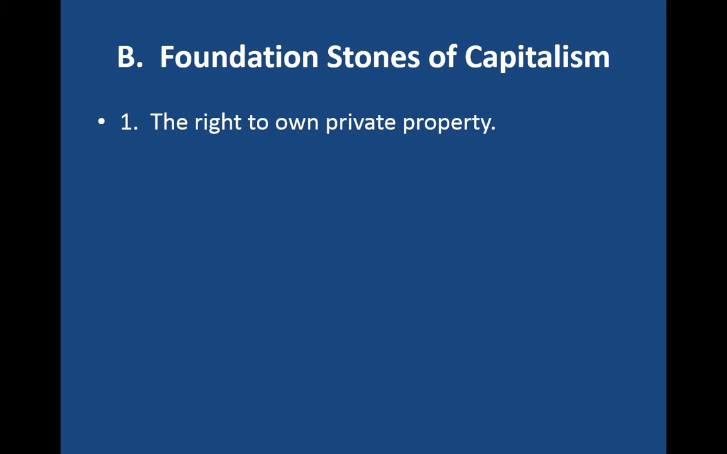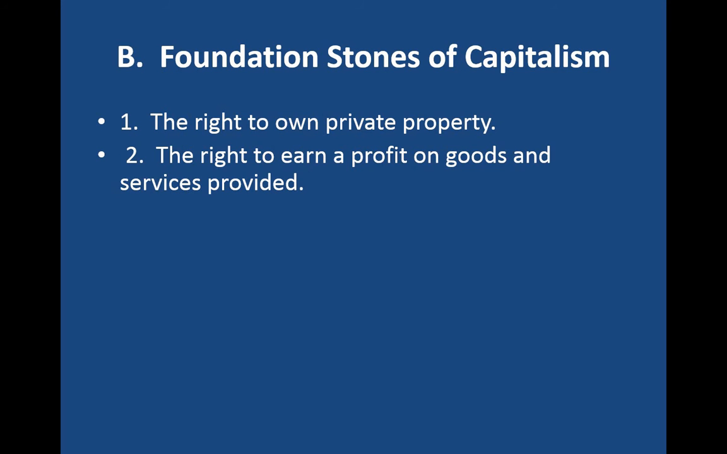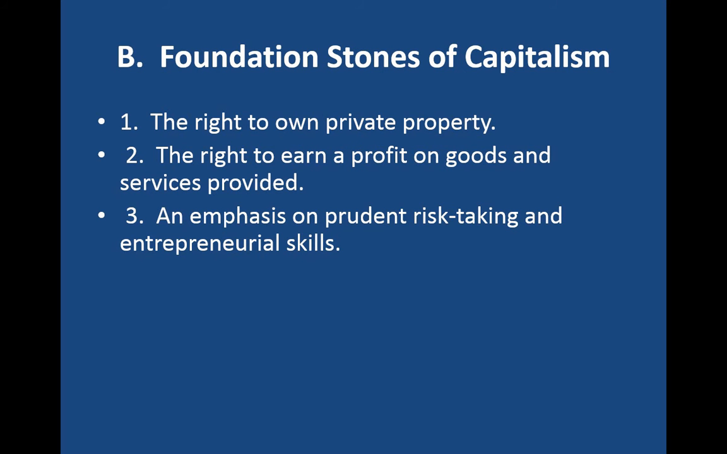First is the right of people to own their private property, and the right to earn a profit on goods and services, provided that if you provide a good that someone needs, you have a right to earn a profit when you sell it to that person. An emphasis on prudent risk-taking. That adjective prudent is added by me specifically, that you don't want to be foolish, but prudent risk-taking. And entrepreneurial skills, the ability to strike out on one's own and try something new.